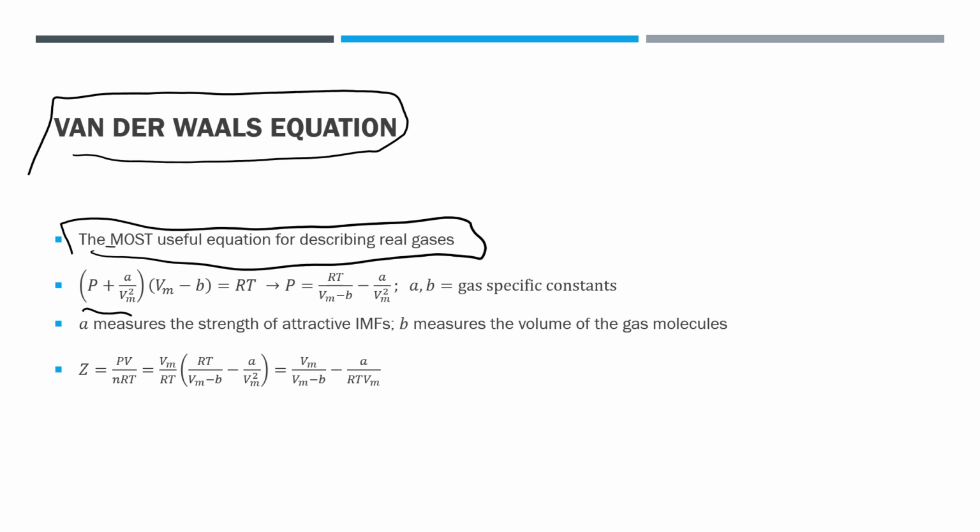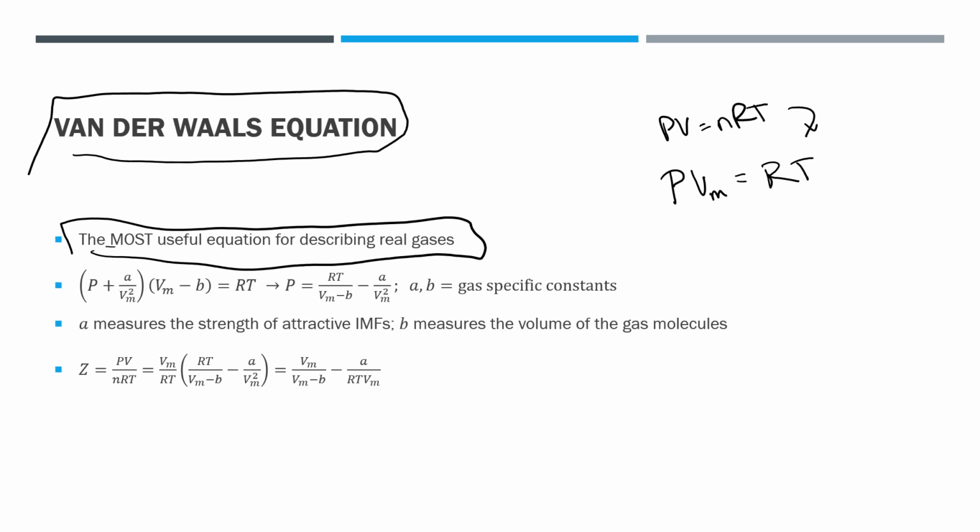P plus, so this has two main coefficients, and it looks a little bit messy, but bear with me, I'll explain what all of these coefficients are, why they're there and what they mean, right? So we have P plus A over V molar squared, times V molar minus B, equals RT, right? And remember that the ideal gas law is PV molar equals RT. This comes directly from PV equals nRT. So we see some differences, right?